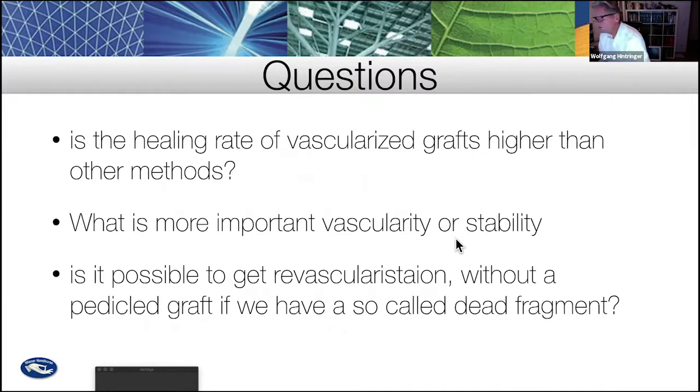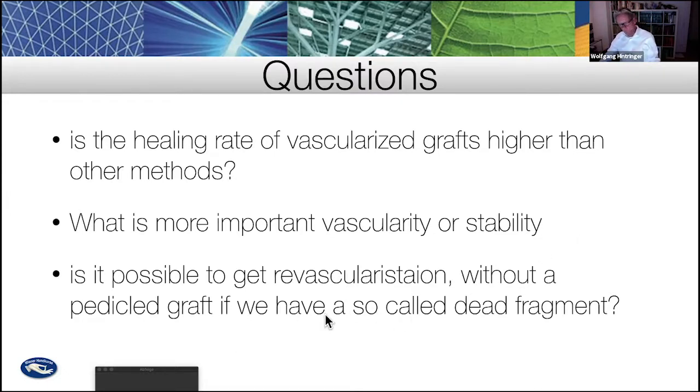So I ask you, what do you think? What is more important, vascularity or stability? Write it in the chat, or both. Stability. Okay, that's good, because that's what we intend to do, yes.